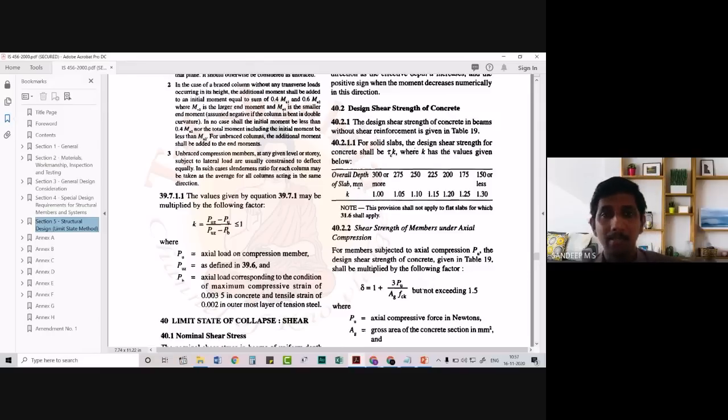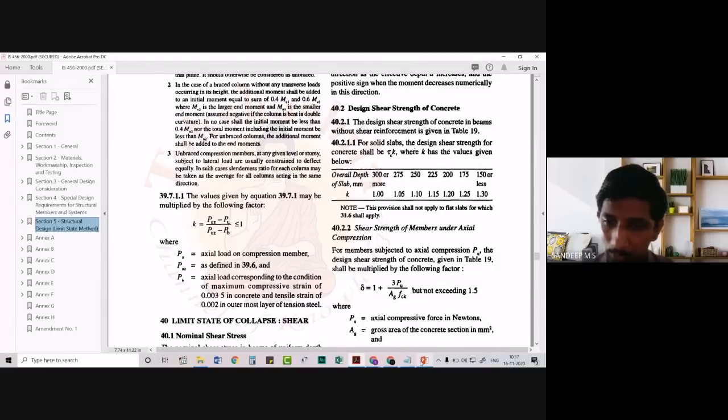In our case, our total depth is 150. It is the overall depth. Please note again, it is not the effective depth, it is the overall depth. And in our case, we have provided an overall depth of 140 millimeters. So if you see here, we have the last condition as 150 or less. So for all the other cases, we have to take the k factor as 1.3. Now the shear strength of the slab will be tau c times this 1.3.